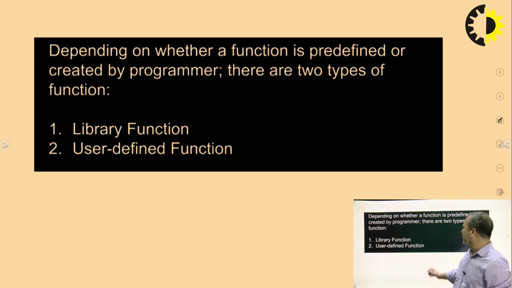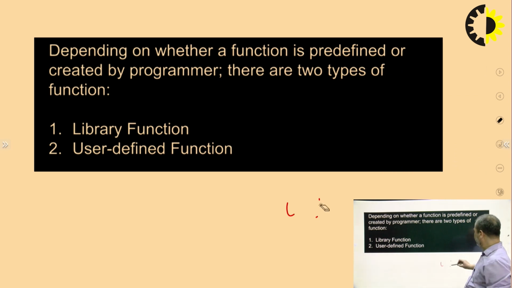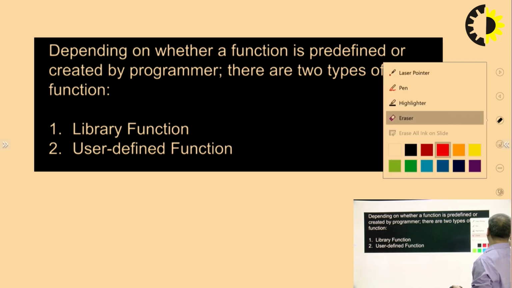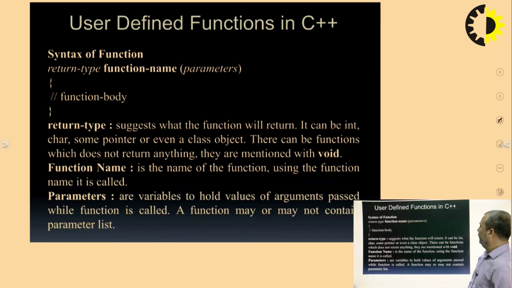There are some rules for how we make them. We have to declare the function, which is called the prototype. Then we call the function by writing its name followed by a semicolon. Then we have to define the code. So there are two categories: library defined functions and user defined functions. This is the syntax of functions.